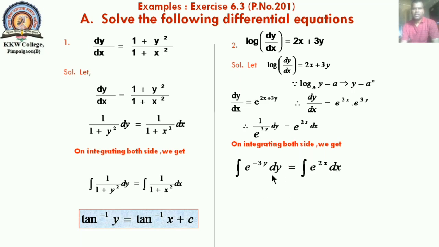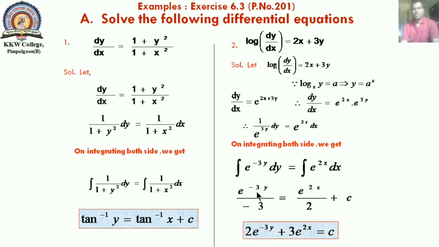Now you can easily integrate it. Integration of e raised to ax is e raised to ax upon coefficient of x. Like that, integration of e raised to minus 3y dy is e raised to minus 3y upon minus 3, and integration of e raised to 2x is e raised to 2x upon 2, plus constant of integration. Now on simplifying, you will get 2 e raised to minus 3y plus 3 e raised to 2x equals c. This is the general solution of the given differential equation.